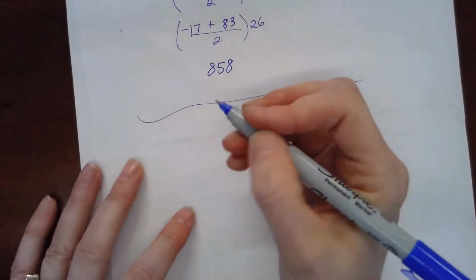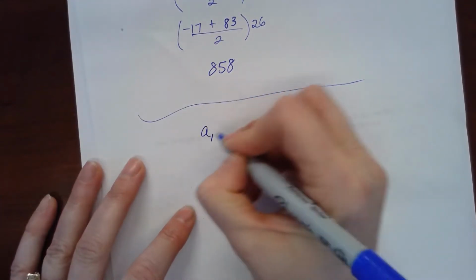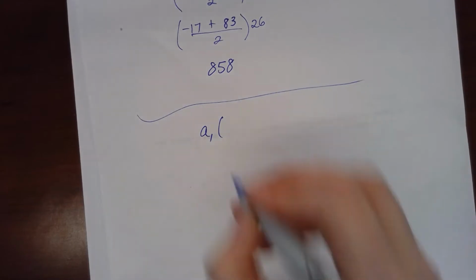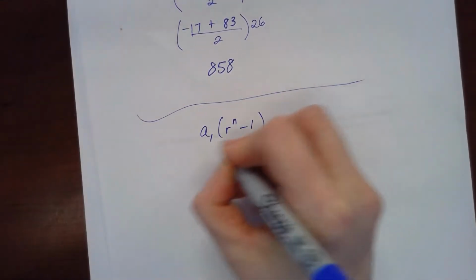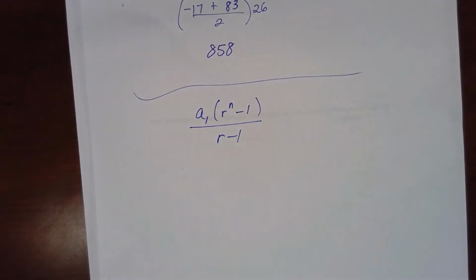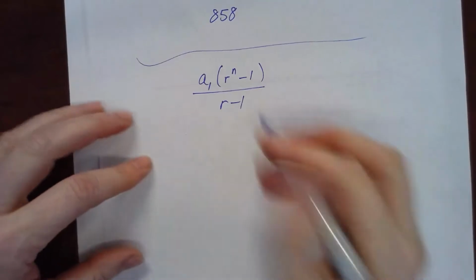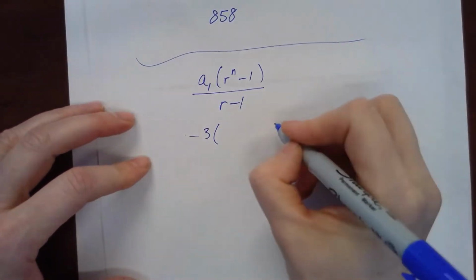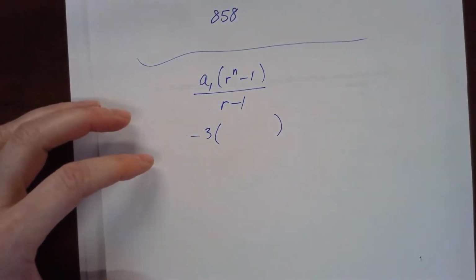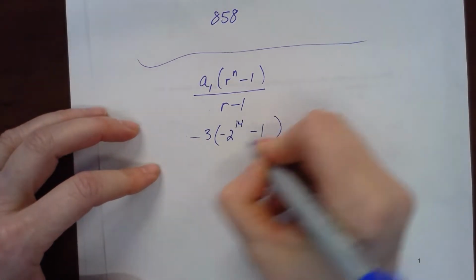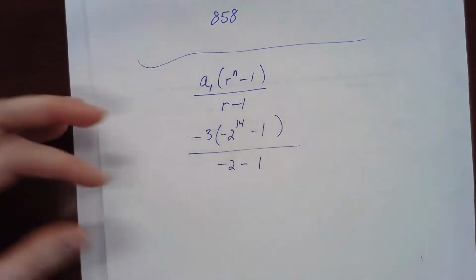Okay, so if you want to find the series, you know it's the first term times r to the n minus 1 over r minus 1, where r is your common ratio, and n is the number of terms. So in this one, we had 14 terms, and our first number was -3. So that's going to be -3 times, and the big problem that people did here is they wrote -2 to the 14th minus 1 over -2 minus 1.